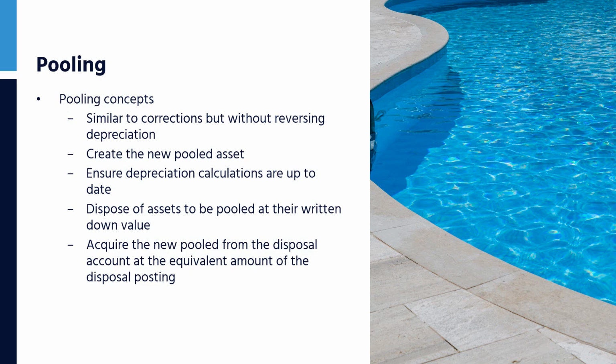From an asset pooling perspective, the pooling concepts are similar to the corrections, but you don't have to worry about undoing the depreciation on the individual assets. So essentially what you do is you create the new pooled asset. You want to make sure your depreciation calculations are up to date. Then you'd want to dispose of the assets to be pooled at their written down value, so there's no gain or loss on disposal. And then you'd use that cost base as the basis for the acquisition of the new pooled asset, and you'd go from there.